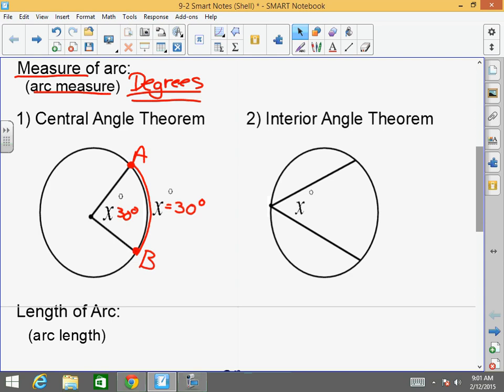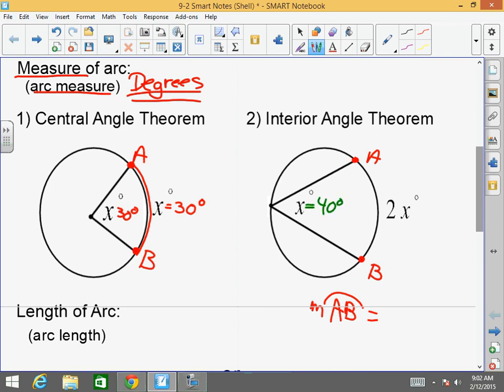Then you have what's called the interior angle theorem. The interior angle theorem states that the arc measure, so again, I know you guys probably forgot, you would write this like this: the measure of arc AB equals twice the angle. So if this angle here is, let's say, 40 degrees, then the measure of arc AB would be 80 degrees. It's twice the interior angle. And I hope you remember that's how you write an arc. You did the little circular part, little arc, and then the letters.